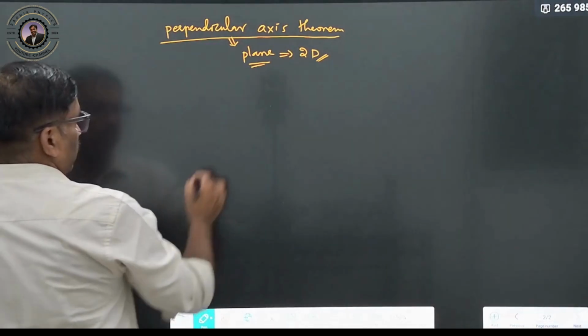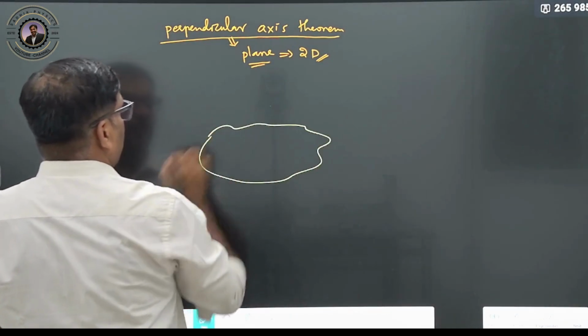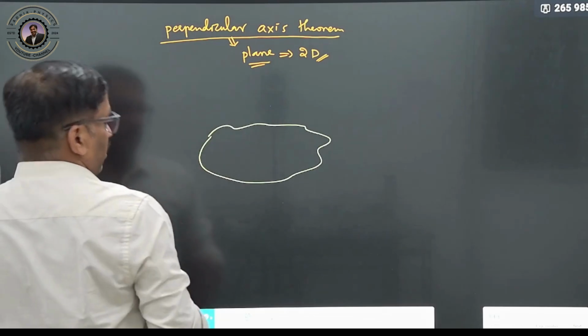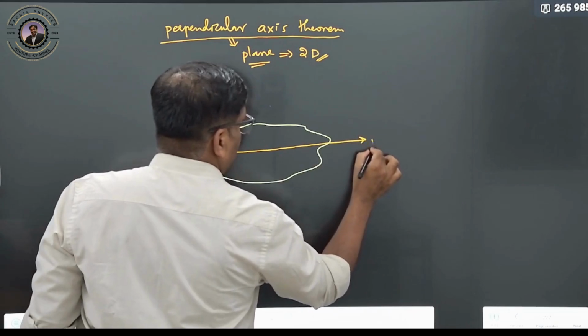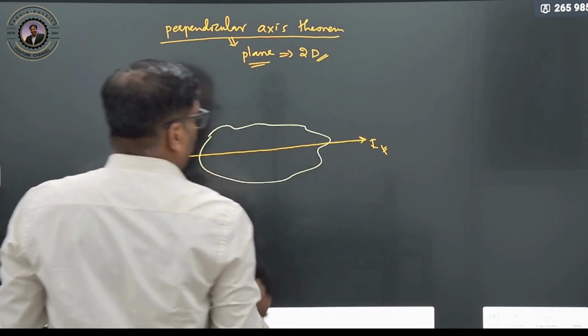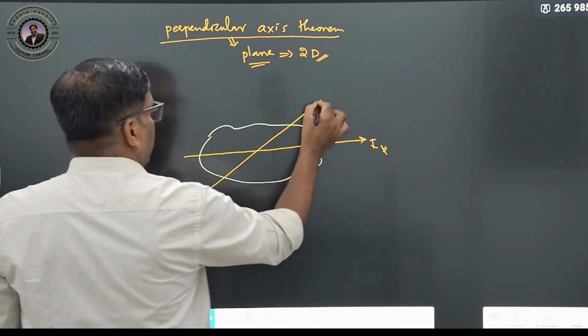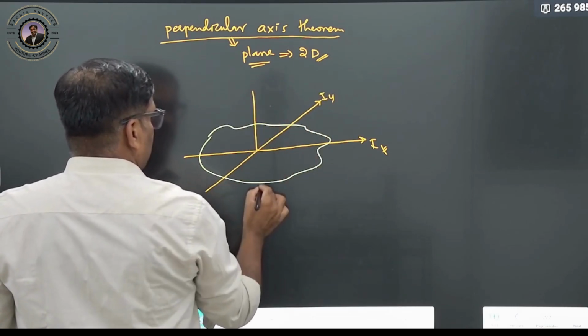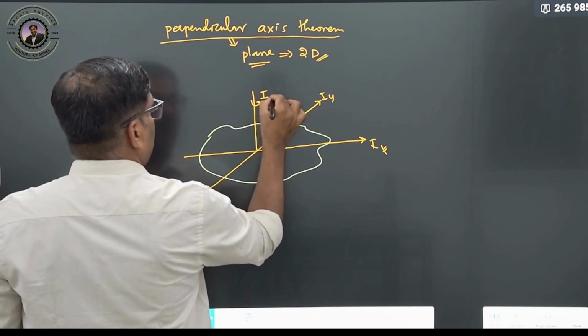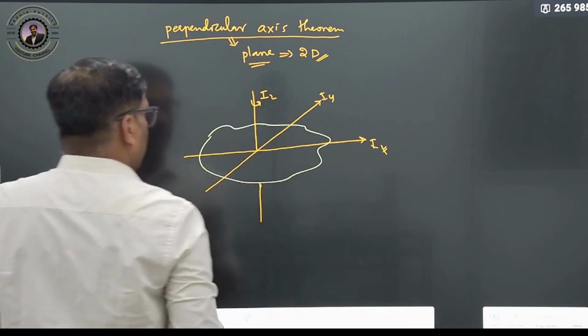Clear? So here there will be one sheet. We'll take the moment of inertia along this axis as Ix, and along this axis as Iy. Now we'll select one Iz. This is your Iz. Clear?